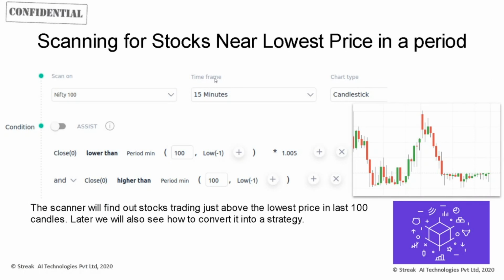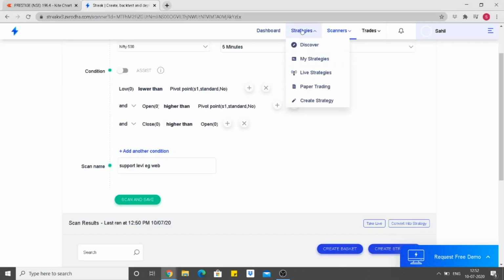Now, scanning for stocks near lowest price in a period. What this scanner does is it's going to identify stocks for us that are trading near their lowest point in the last 100 candles that were formed. For example, in this diagram, you can see the last 100 candles that were formed, and the lowest price in that is acting as a support level. More often than not, in majority stocks, you will see that this lowest point acts as a promising support level, right? So let's again head back to Streak and create this scanner.